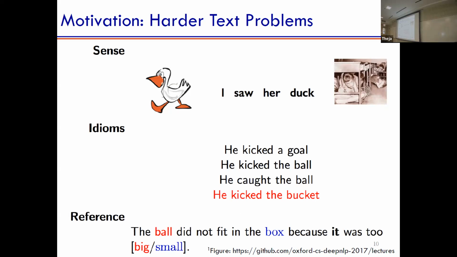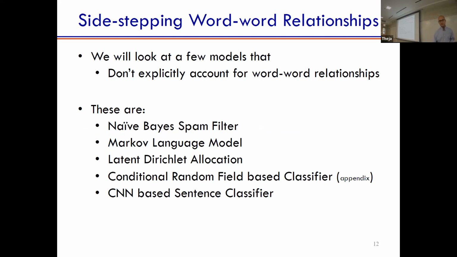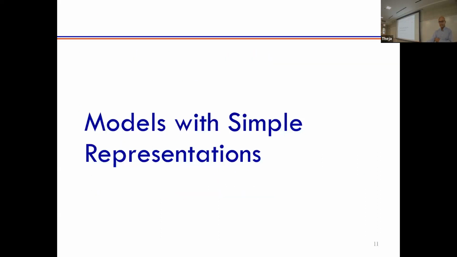Also, in terms of reference: the ball did not fit in the box because it was too big or small. If you say big, then is the ball big or is it the box which is big? And if you say small, is it the ball which is small or the box which is small? So we can understand, but what I'm saying is these are some challenges that machines may have to face. But let's nonetheless move forward and build models which can work with text. We'll start with the simplest models first, and then look at other categories of models.